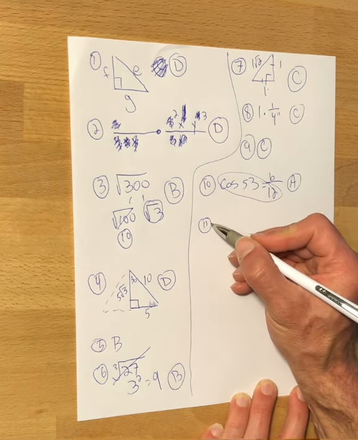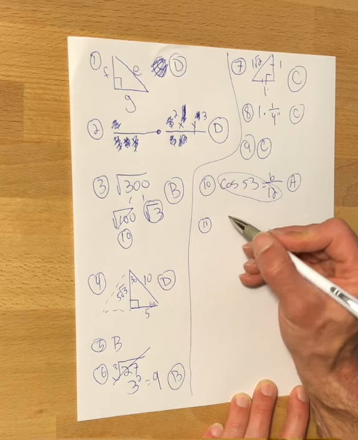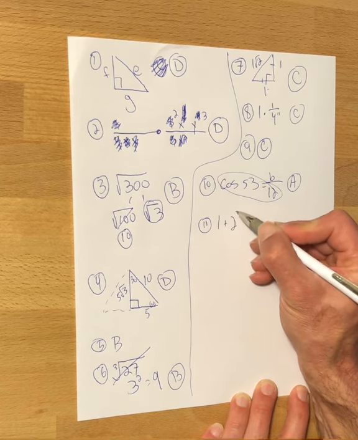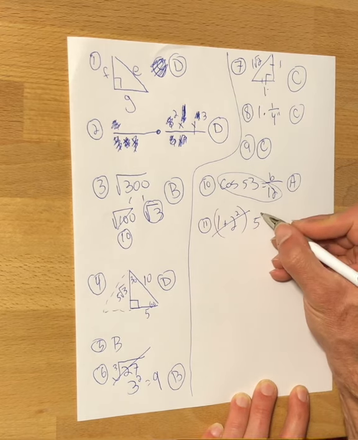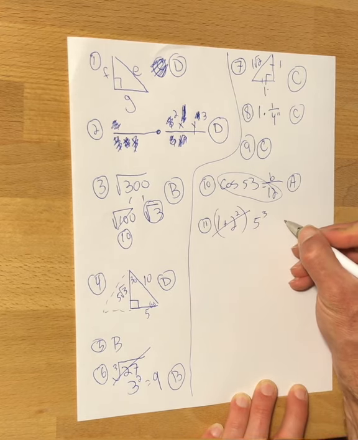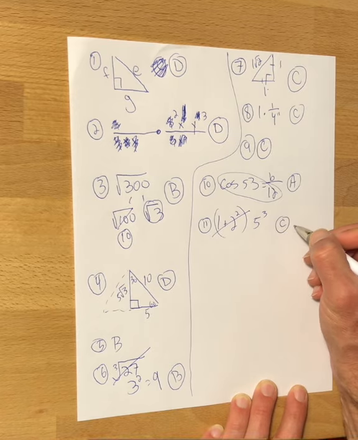For number 11, if you plug a 2 in, you're going to get 1 plus 2 squared, which is 5. 5 to the third is letter choice C, which is 125.